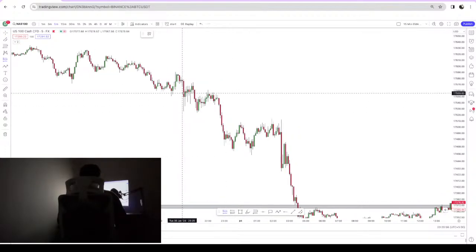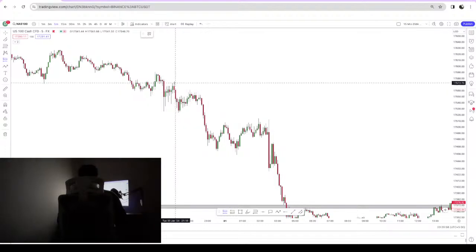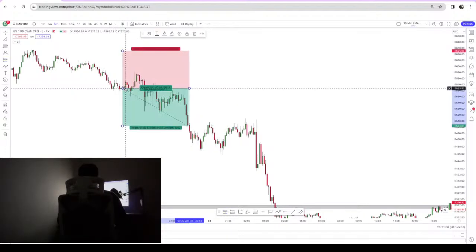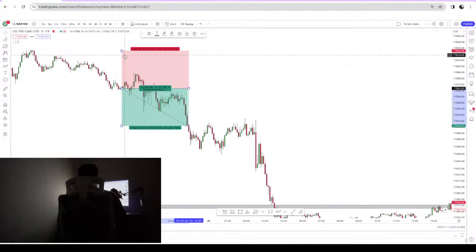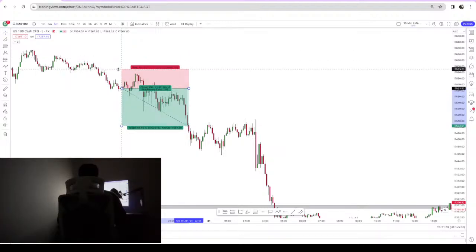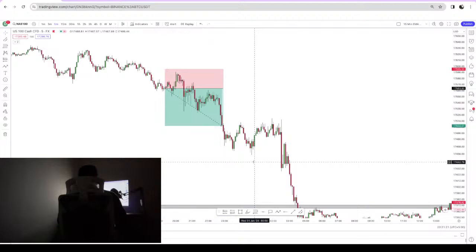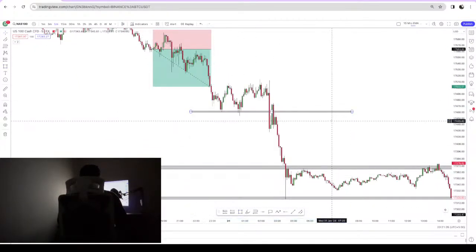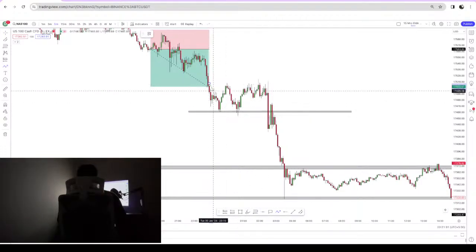So I think 1930 around here. Around here, I guess we took our trade yesterday, right? Now you can see these levels I marked yesterday. Now they are erased. It gave you a proper opportunity, forming lower lows and lower highs.